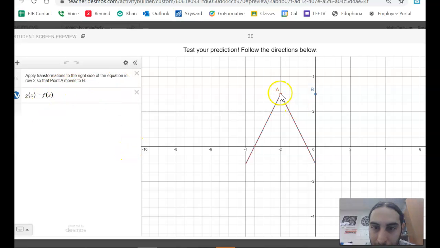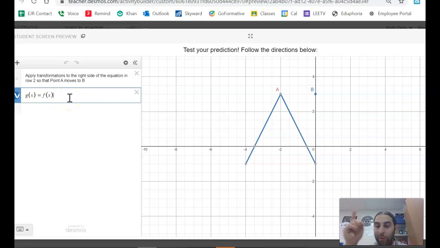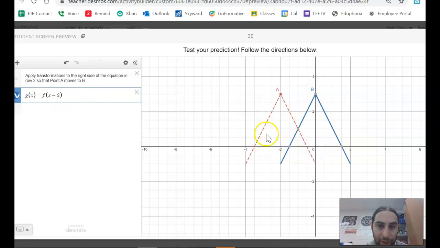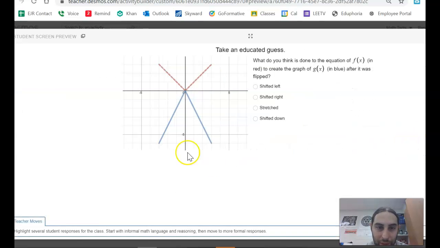All right, apply the transformation to the right side of the equation in row 2 so that point A moves to point B. So if I want to move this to the right 4, is that going to be inside the parentheses or outside? Remember, left to right horizontal is inside and it's a liar. So I'm going to put my cursor inside, and since it goes right 4, I'm going to put -4. Oh, not 4, my bad. If you look at the numbers, it's actually starting at -2. It's only moving forward 2. There we go. Yeah, f of x minus 2.